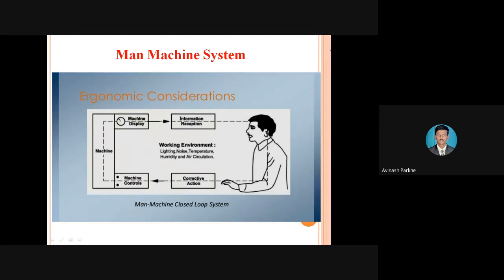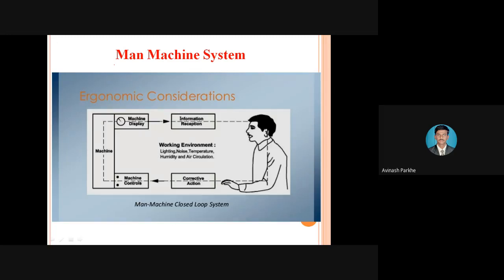Based on this, we discussed the basic introduction in the last lecture, and what the use of the ergonomic concept is. Then we discussed their objectives and their applications. And in the last lecture, we started with this particular point, the man-machine system. The name itself suggests that when man and machine work together to perform a job, that system is called a man-machine system.